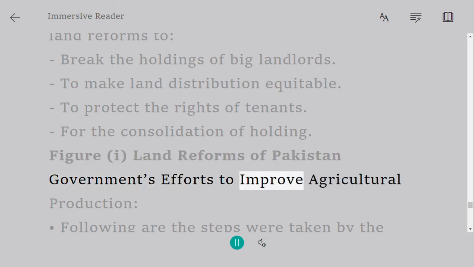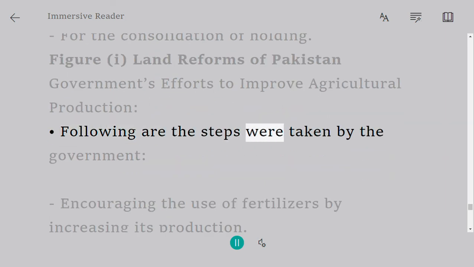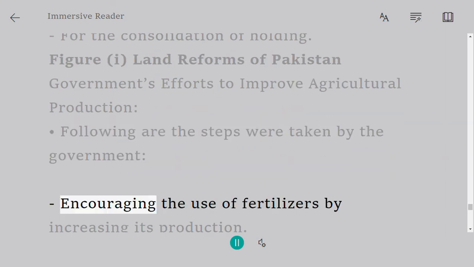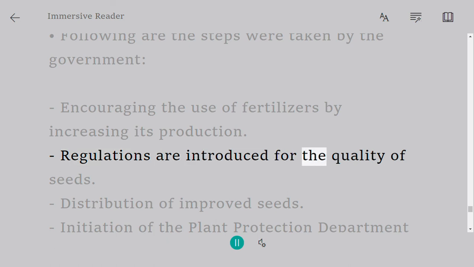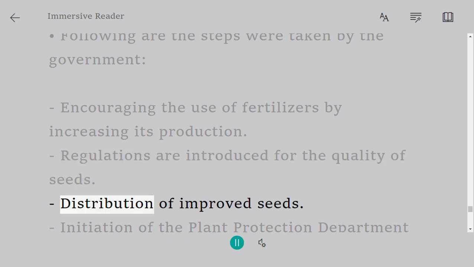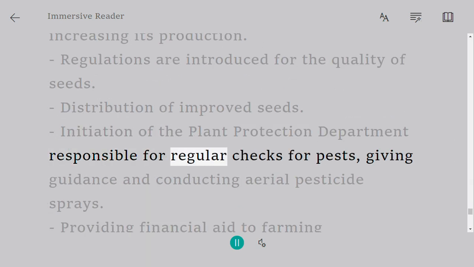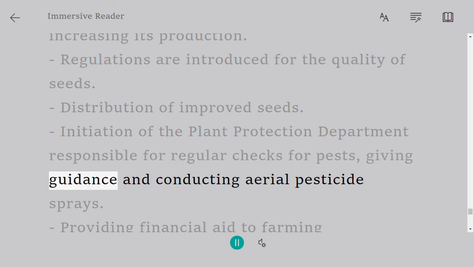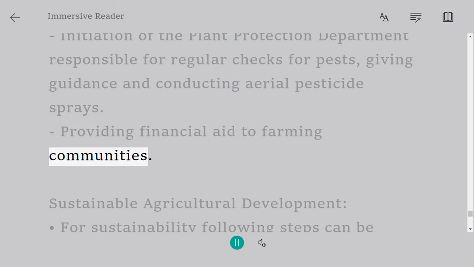Government's efforts to improve agricultural production. Following are the steps that were taken by the government. Encouraging the use of fertilizers by increasing its production. Regulations are introduced for the quality of seeds. Distribution of improved seeds. Initiation of the Plant Protection Department, responsible for regular checks for pests, giving guidance and conducting aerial pesticide sprays. Providing financial aid to farming communities.